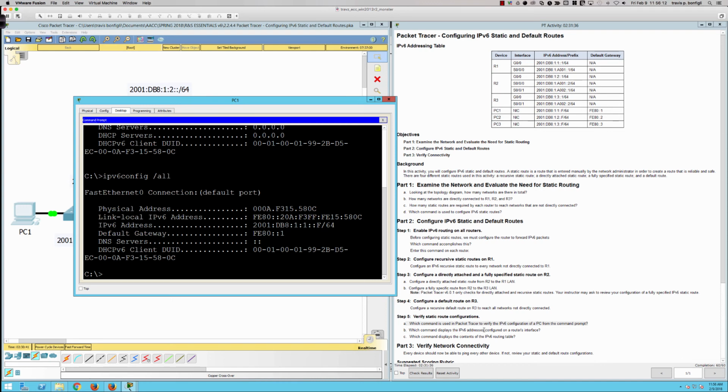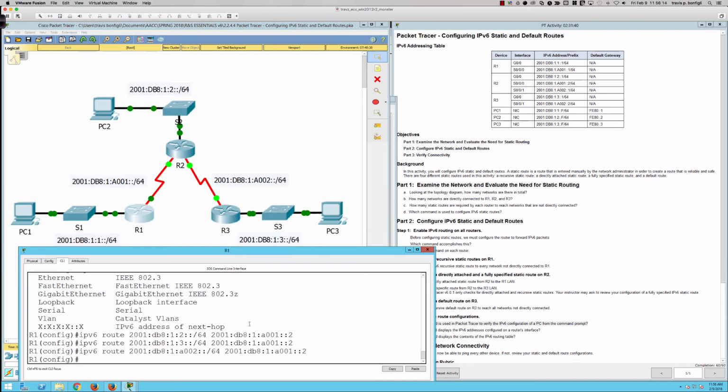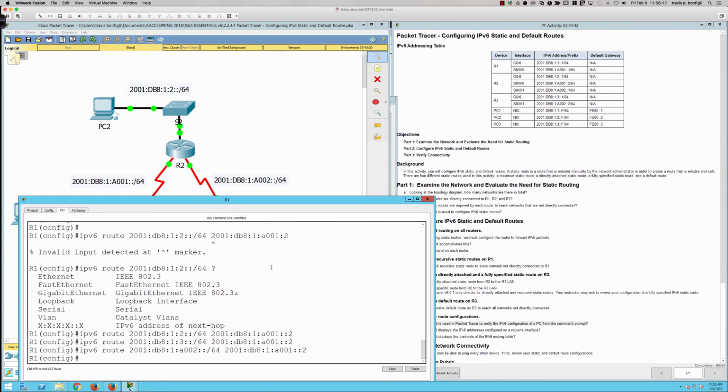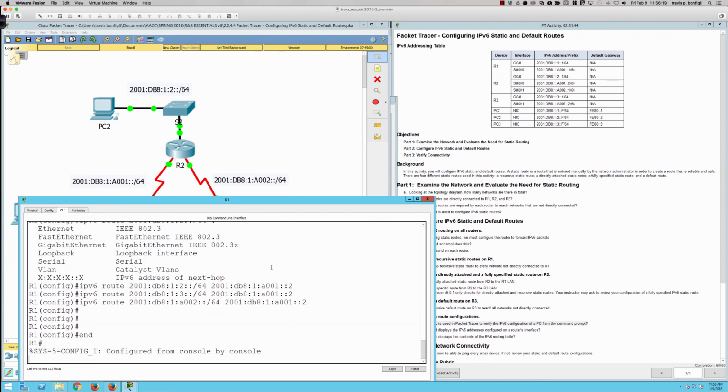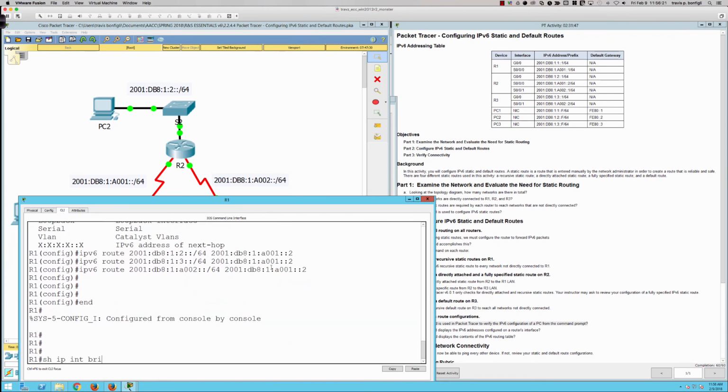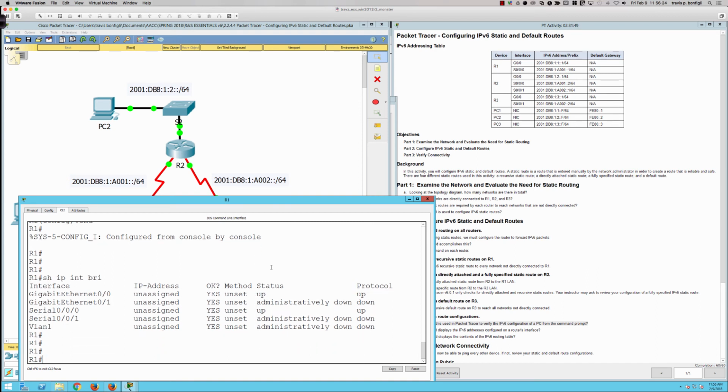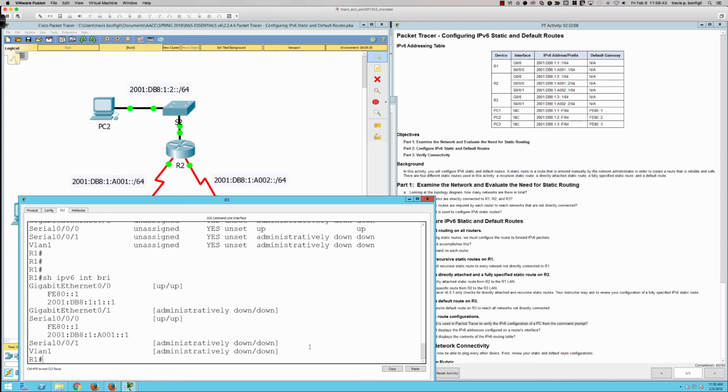Which command displays the IPv6 addresses configured on a router's interface? Well, we know that if there were any IPv4 addresses, we would say what? Show ip interface brief, right? And that shows us if there was an address, it shows us the layer 1 status, the layer 2 protocol status, right? But here it's simply show ipv6 interface brief. So again, simply substituting IPv6 or appending v6 onto the previously used IPv4 command sets.